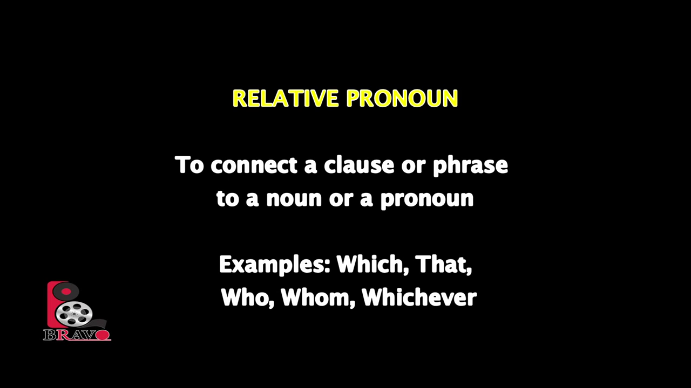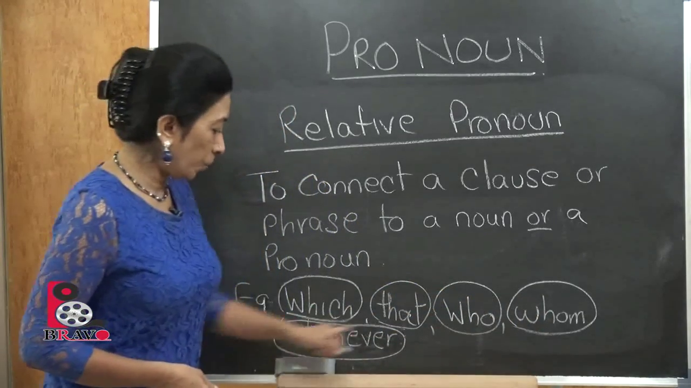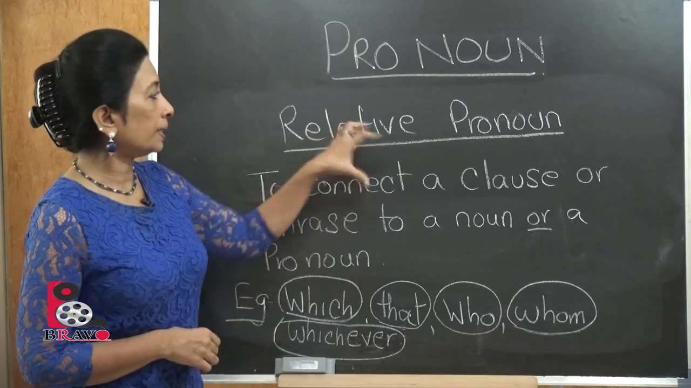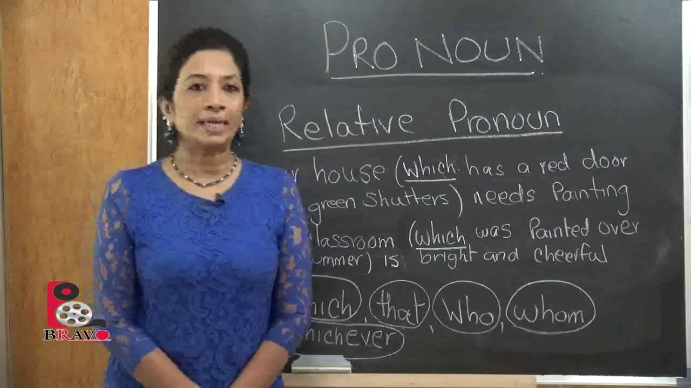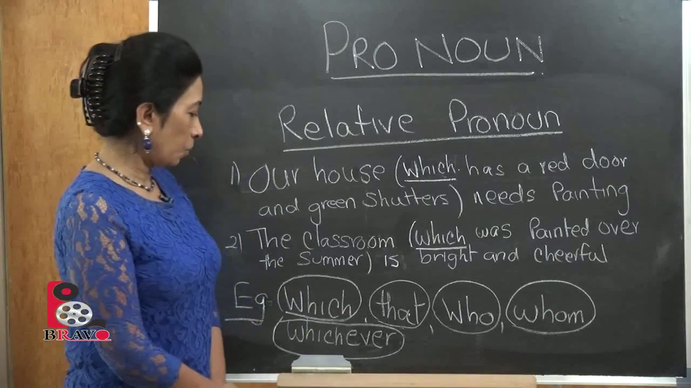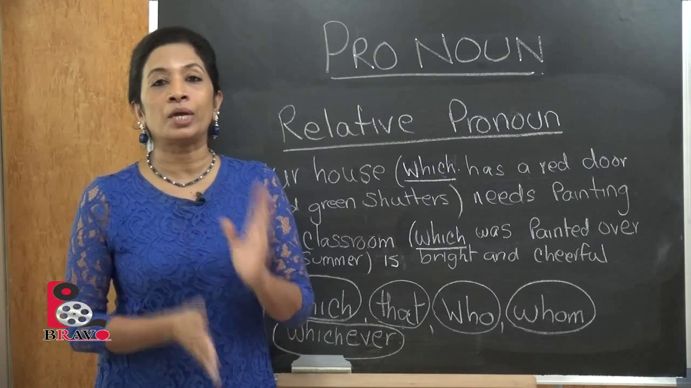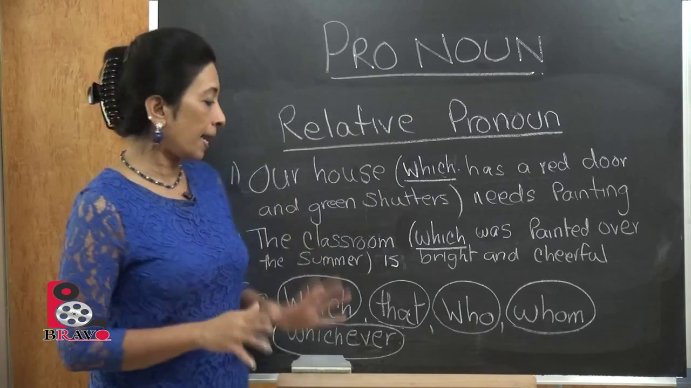So, the examples are which, that, who, whom, whichever. We've got 5 examples here that are going to be the relative pronouns used in the sentence. We are taking the first 2 examples, which and that. It's always a confusion where to use which and where to use that. It's a common grammatical mistake that people make. So let's take a couple of examples to see how to use which and that.